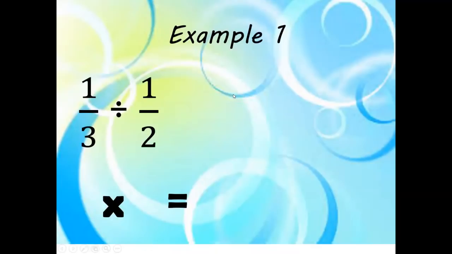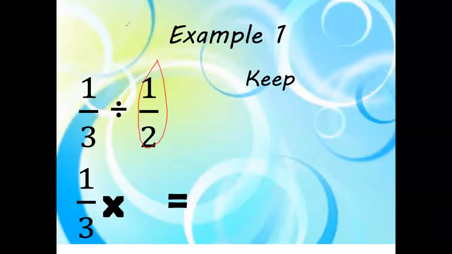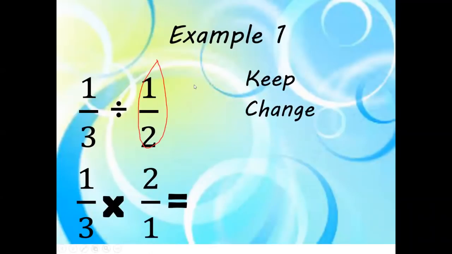We have 1/3 divided by 1/2. The first step is keep, so we keep 1/3. Then change: we change the division sign into a multiplication sign, as you can see in this example. Then you have to flip. We flip 1/2, the second fraction, so it will be 2/1.